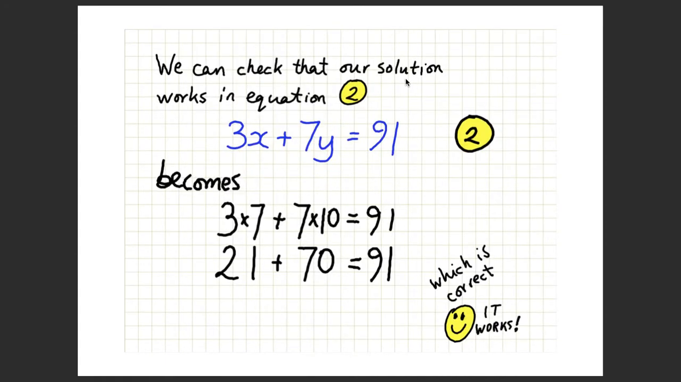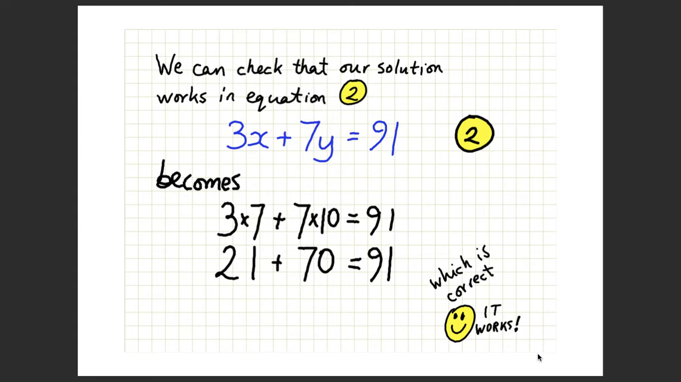We can just check that by pumping them into the other equation, equation 2. So equation 2 was 3x plus 7y equals 91. If you stick x equals 7 and y equals 10 into that, you get 3 times 7 plus 7 times 10 equals 91. 21 plus 70 equals 91. And that is correct, so we know our whole thing worked by checking it in the other equation. So yet again, jot that down very neatly, please, before you move on.